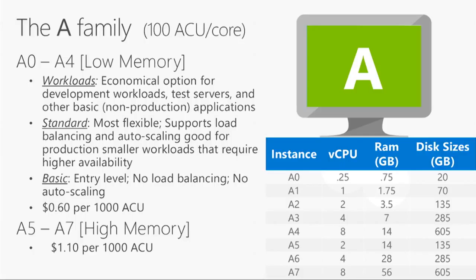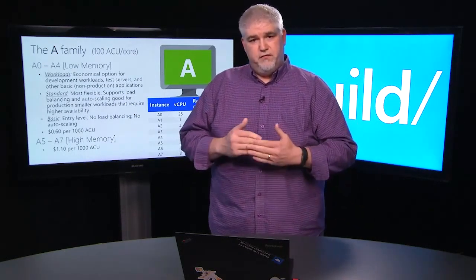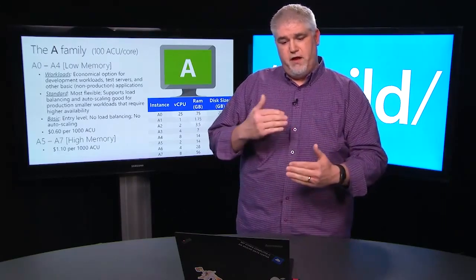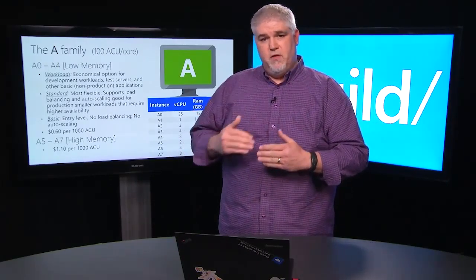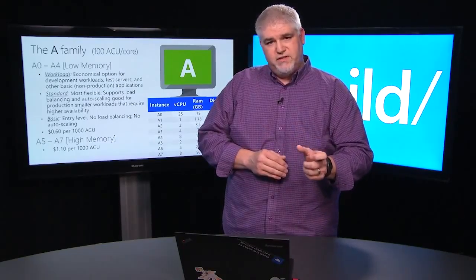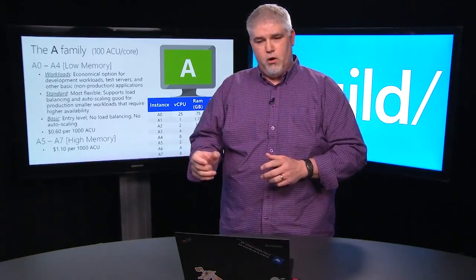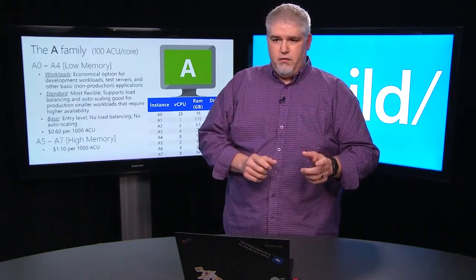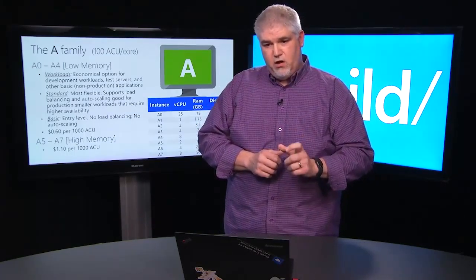So if you're looking for a quick VM to get up in place and don't need very much power or memory, it's the perfect one for you. It's 0.25 CPU, as well as 0.75 gigs of RAM. Then, as I mentioned, we have two different versions of the A0 through A4, and then A5 through A7. The A0 through A4 are the low memory, and there are 1.75 gigs of RAM to every core.